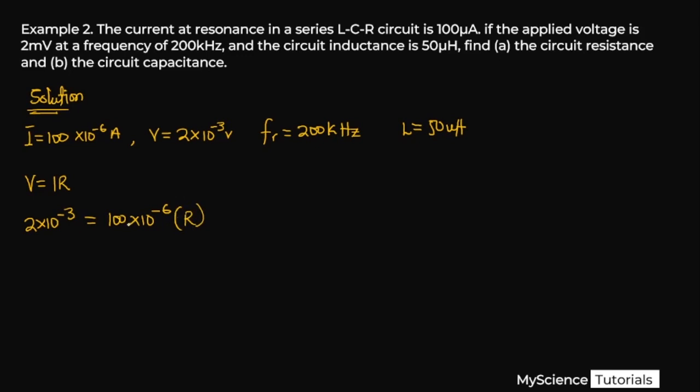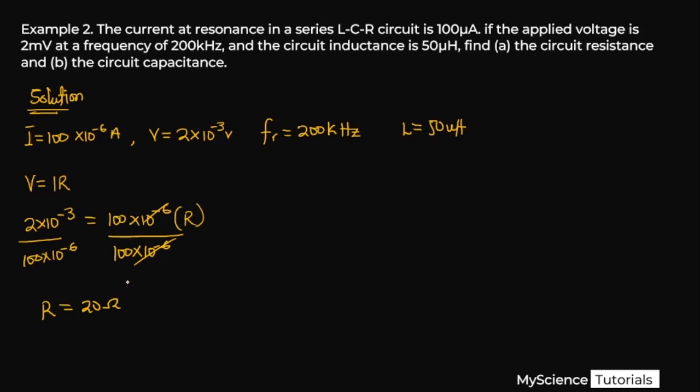So if we divide both sides by 100 times 10 raised to the power minus 6, we can get our resistance R to be equal to 2 times 10 raised to the power minus 3 over 100 times 10 raised to the power negative 6, which is going to give me 20 ohms as my resistance. So my resistance in this case is 20 ohms.